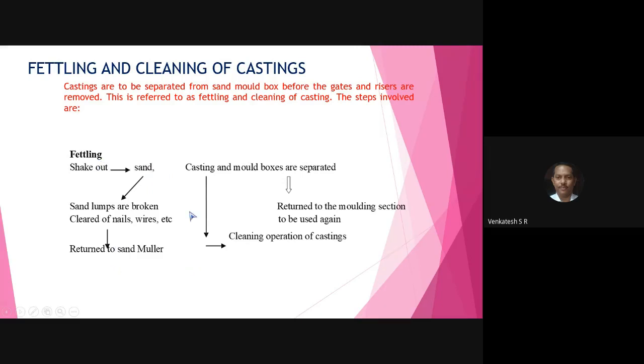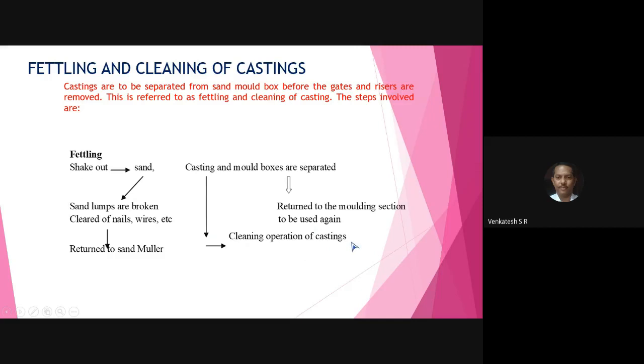Next, from this point, casting and mold boxes are separated. All of you observe here: the mold boxes return to the molding section to be used again. That's the mold box. And here the arrow mark indicates cleaning operation of castings.